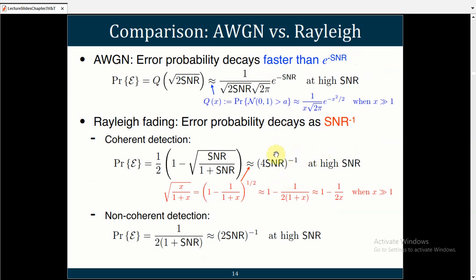Now we compare the average error probability of FSK signaling in AWGN and Rayleigh faded channels. In AWGN, the error probability decays faster than e to the power minus SNR, as given by this equation. This is the probability of error in AWGN, which can be approximated by 1 over the square root of 2 pi SNR times e to the power minus SNR. This value is approximated at higher SNR. In the Rayleigh fading case, the error probability decays as 1 over SNR.